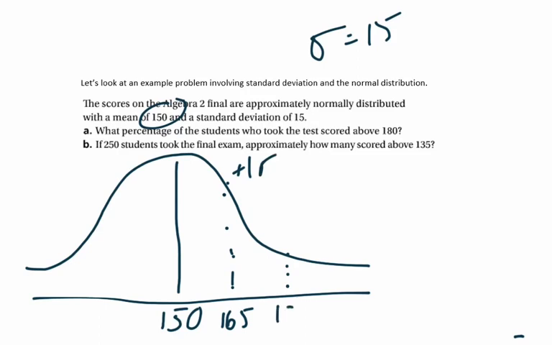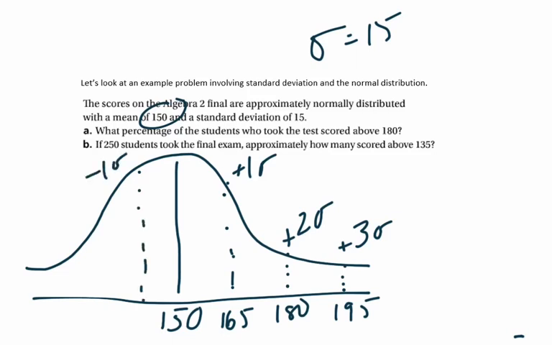165 plus 15 is 180. That gives me the score 2 standard deviations above. And then 3 standard deviations above would be 195. Going in the other direction, so -1 standard deviation, we do 150 minus 15, which puts us at 135. -2 standard deviations is 120, and then -3 standard deviations is 105.